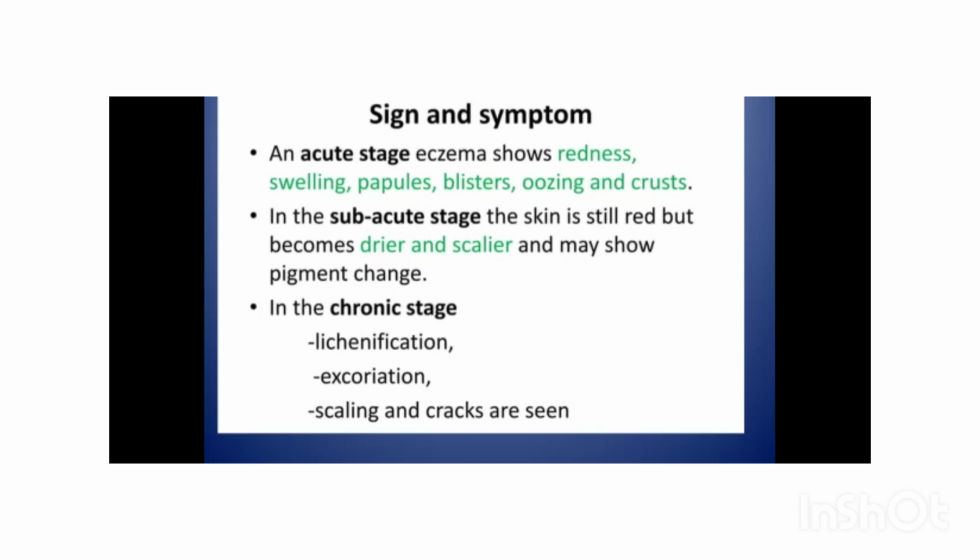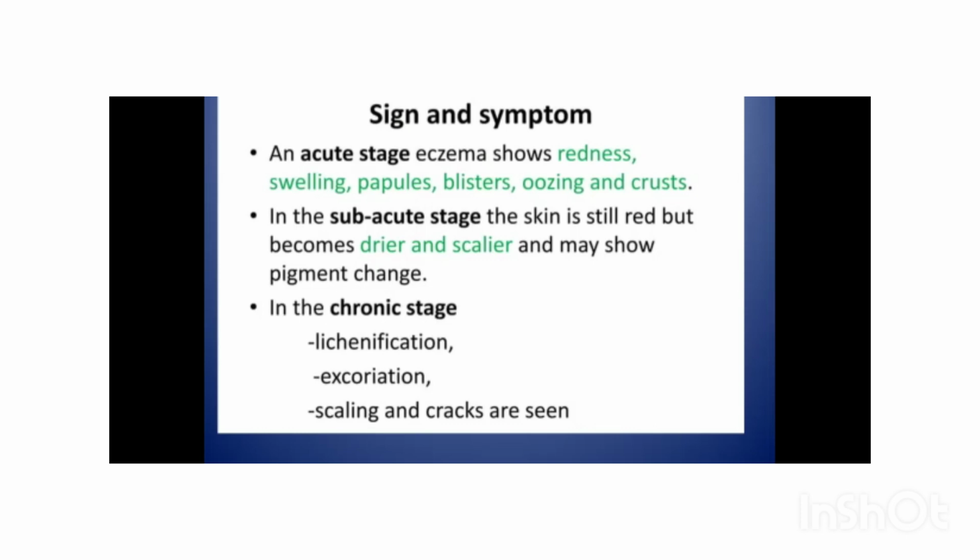In the acute stage, eczema shows redness, swelling, papules, blisters, oozing, and crust. So what are papules? Papules are like pimples, with swelling. Small blisters we can see, and oozing and crust. Oozing means there will be fluid-filled blisters. All these signs and symptoms we can see in the acute stage.